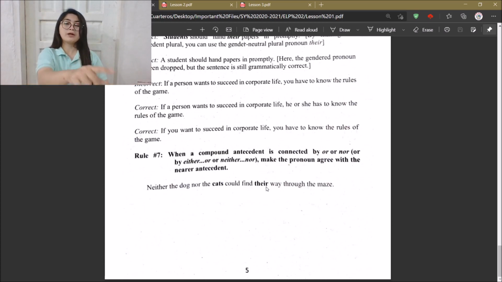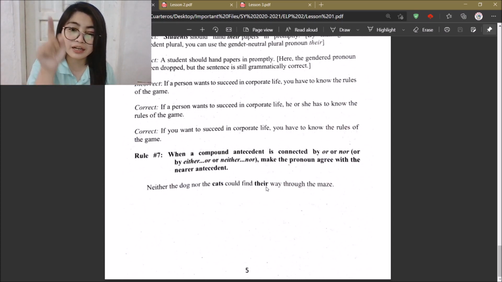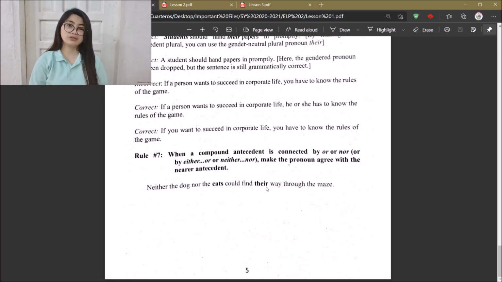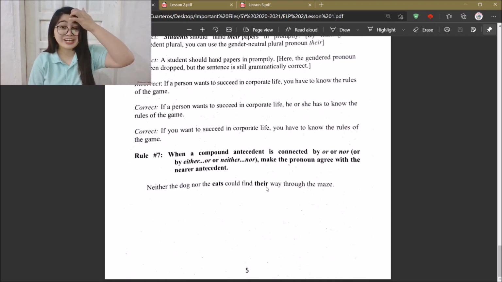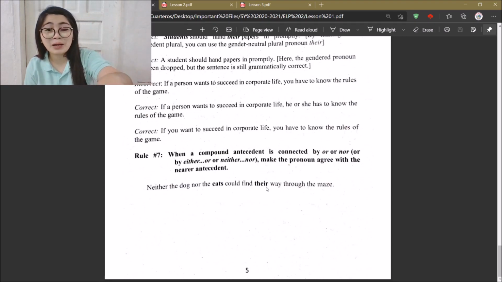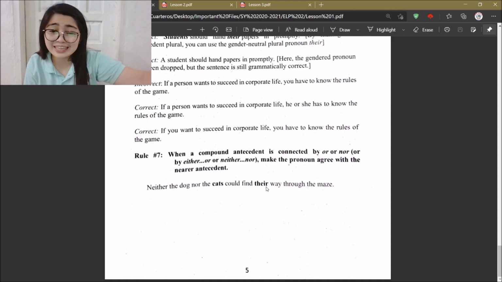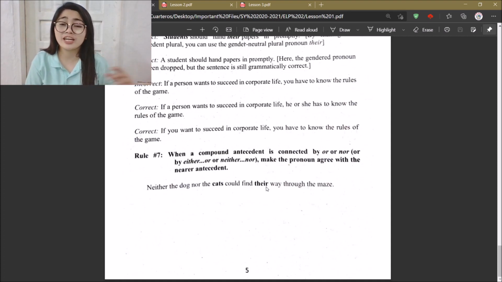Paano kung binaliktad ko? Neither the cats nor the dog. Ano naman yung sagot niyo doon? Could find its way. Oh, singular naman kasi, ano yung pinakamalapit dun sa verb? Ano yung closest sa verb? Yung dog na, kasi pinagpalit nga natin. So dog is singular, kaya gagamitin mo siya ng "its."